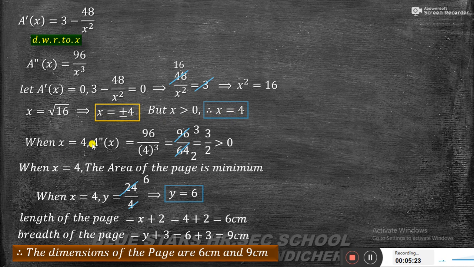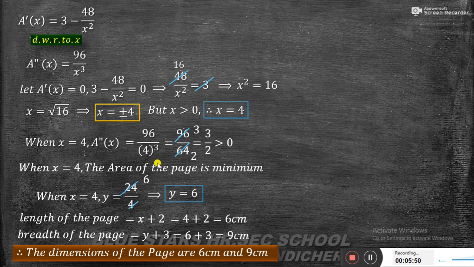When x equal to 4, I substitute into the second derivative. A double dash of x equal to 96 by x cube, so 96 by 4 cube. 4 cube means 4 into 4 into 4, which is 64. Cancelling 96 and 64, I get the answer 3 by 2. 3 by 2 is positive, it is greater than 0, so it is a minimum. Therefore, when x equal to 4, the area of the page is minimum.